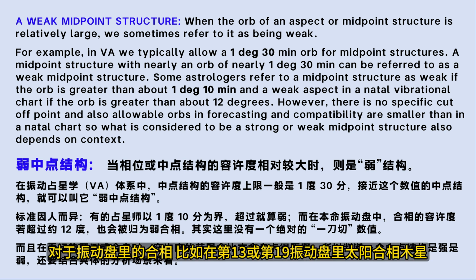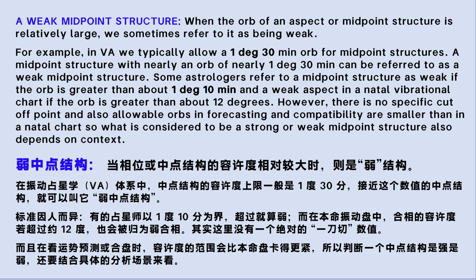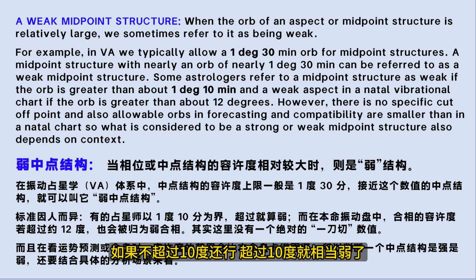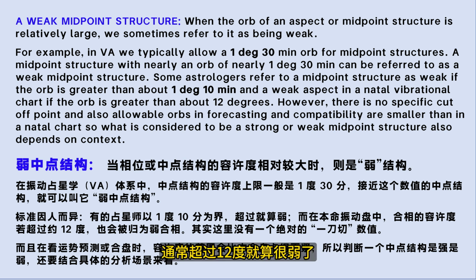Okay. For a conjunction in a vibrational chart, suppose Sun is conjunct Jupiter in the 13 vibration chart, or 19 vibration chart, once you get over about 10 degrees, it's getting pretty weak. Over 12 degrees typically is weak. Under 8 degrees is pretty solid. I mean, it's there. In a natal chart, 4 degrees is getting fairly strong. 2 degrees is strong. Planets conjunct within 2 or 3 degrees are strong.